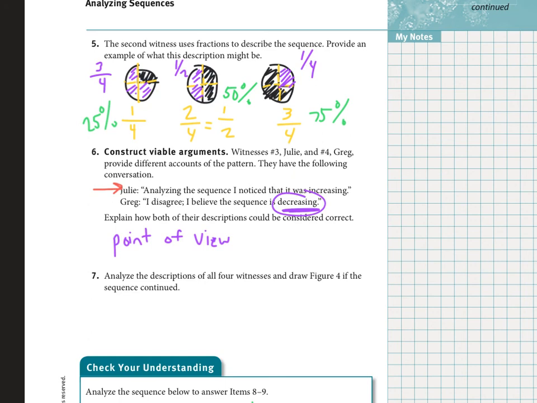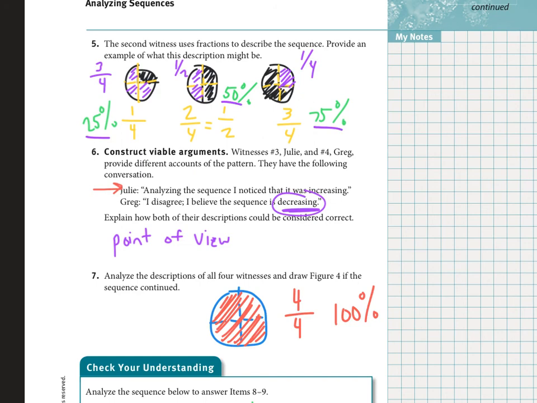Okay, and what do you guys think would happen? Let's take a look at number 7 here. Analyze the descriptions and draw figure 4. So figure 4 in the pattern, right? If 1 was 1/4, let's just draw our 4 pieces here. Figure 4 then, if it went from 1/4 to 2/4 to 3/4, would have all 4/4 shaded in, right? So we would say that as a fraction, that would be 4/4. As a percentage, that could be thought of as 100%. That would be the next number if we went from 25 to 50 to 75, then to 100.